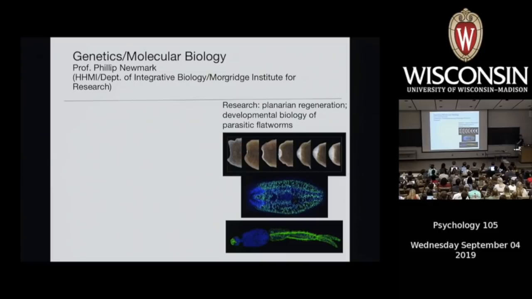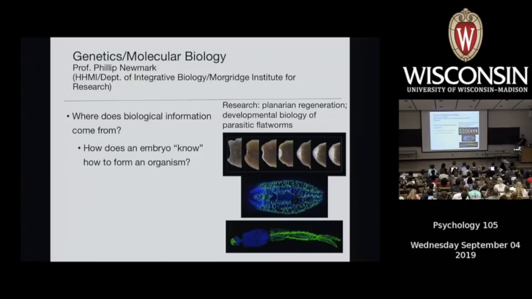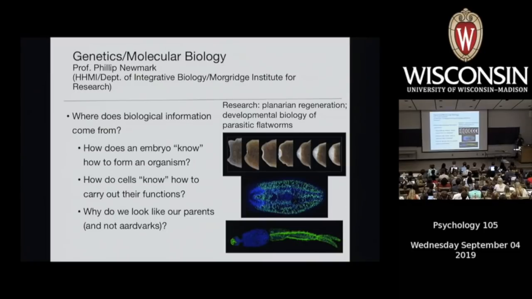So I'm going to be dealing with the genetics and molecular biology section of the course. This is basically we're going to talk about where does biological information come from. That sounds pretty abstract, but really this is the central thing about how biology works. So as a developmental biologist, this kind of information basically is how an embryo knows to go from a single cell to a complete three-dimensional creature. It's also how cells know how to do their jobs in the body of a multicellular organism, and more importantly, it's why do we look like our parents and not like aardvarks?